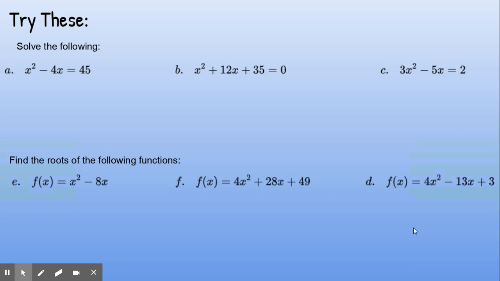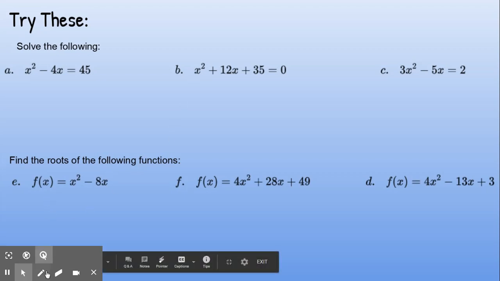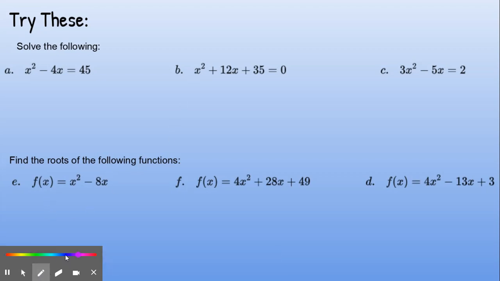So let's take a try. I'm going to do one of the top rows and one of the bottom rows with you. Again, first things first, if it does not equal 0, you need to get it to equal 0 first. So I'm going to do C with you. So first thing I'm going to do is move this over by subtracting. So I'm left with 3x squared minus 5x minus 2 equals 0. Now I have to look, 3, 5, 2, there's no GCF there. They all don't have an x, so again, no GCF.